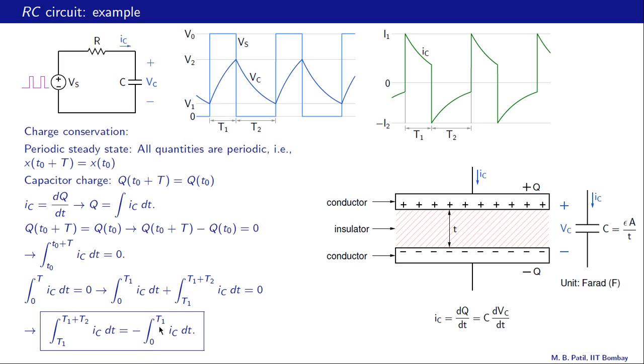Now let us see what this implies in terms of our graph here. What is integral IC dt? It is simply the area under the IC curve. So this term here, the integral from t1 to t1 plus t2, is this area here, and this is a negative area because our IC is negative in this region. And this integral from 0 to t1 is this area, and that area of course is positive because IC is positive. So what this equation is saying is that these two areas must be equal in magnitude.